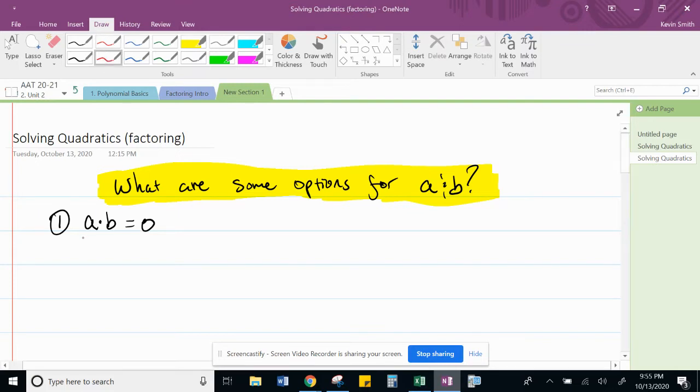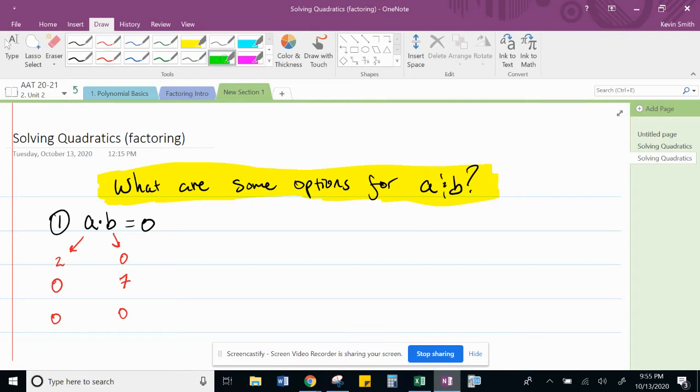Maybe you came up with a is 2, and then hopefully b would have to be 0, right? Because 2 times 0 is 0. Or maybe you came up with a is 0 and b is 7. Maybe you came up with a is 0 and b is 0. So, of course, there's a ton of different options, and that's not really an interesting problem.